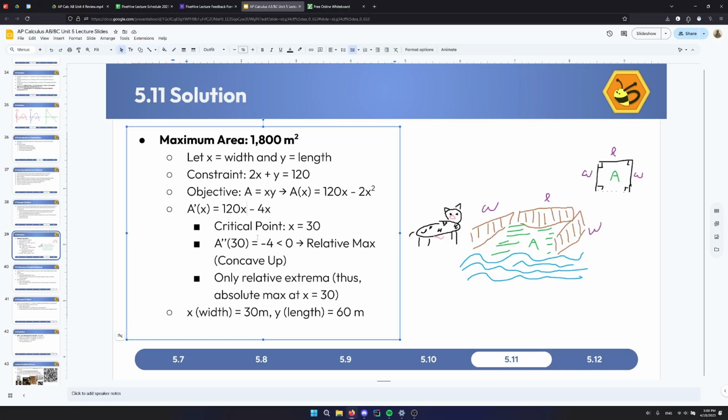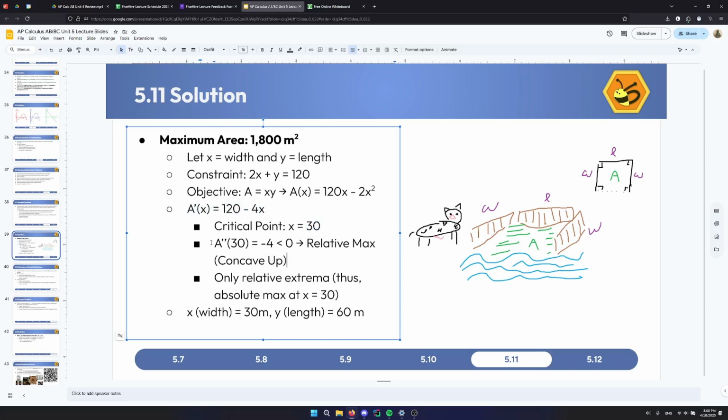Oh yeah, A prime of x should be 120. Right, so after we take our derivative, we can find the critical point by setting it equal to 0. So we have x equals 30.